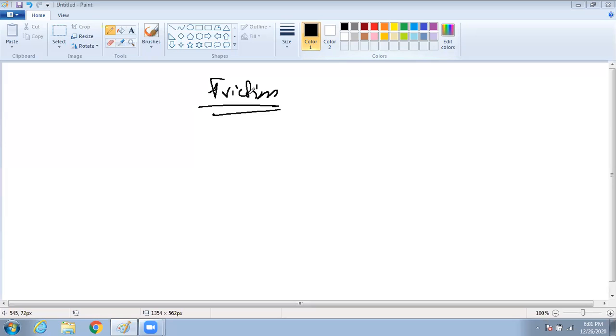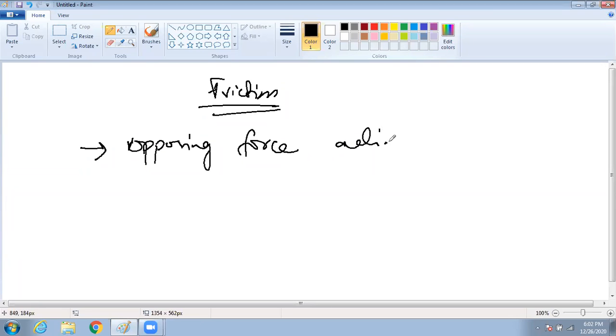Pritam, what is friction? Friction is a force which opposes the motion, sir. Motion or relative motion? Relative motion, sir. Yes. So friction is an opposing force, acting on the relative motion.